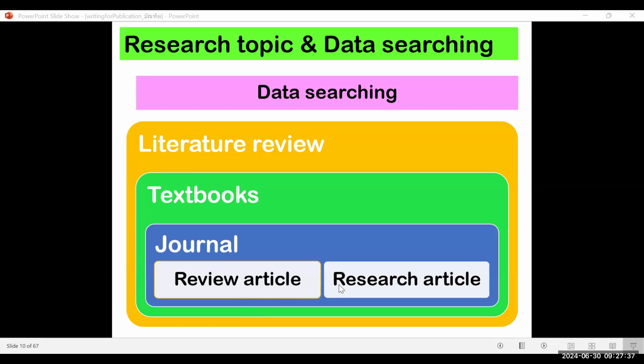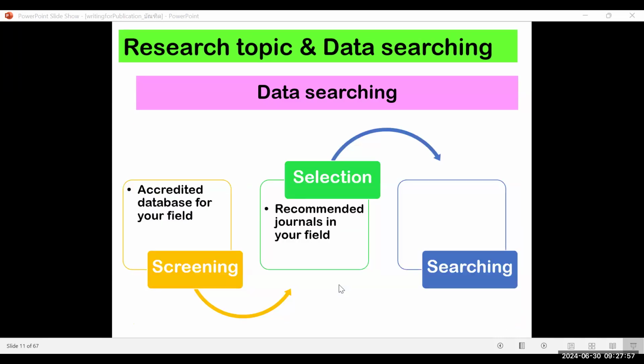Right. So you can see that in general, in terms of journal publications, you can do data searching from your database to read and study, including research articles, right? And okay, you know that you want to read some kind of textbook, you have to review those research articles, including those review articles, but where can you find them?